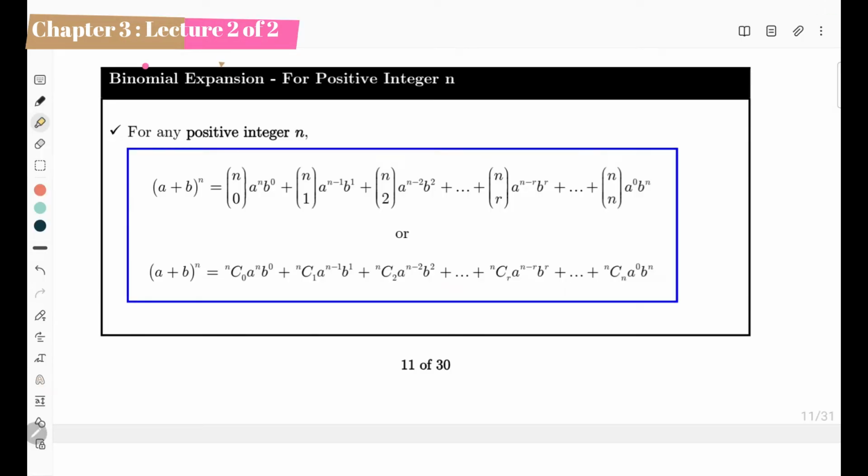So now, we look at binomial expansion for positive integer n. For any positive integer n, we have the following expansion for (a plus b) to the power of n. With a and b given, we start with nC0, a to the power of n, b to the power of 0, and doing so up till nCn, a to the power 0, b to the power n.